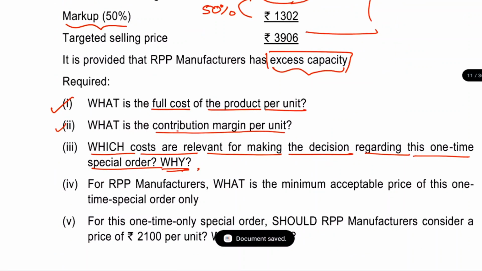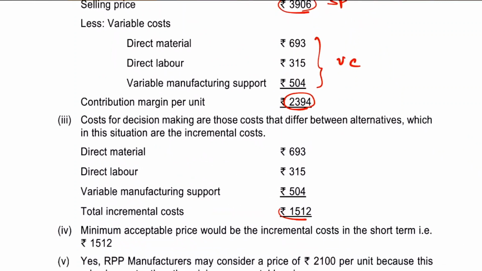So you can see this, the 1512. Costs for decision making are those costs which differ between alternatives. It means if you select the offer, you will have to incur the cost. If you do not select it, you don't have to incur the cost. So it will differ. If you select the offer, cost will increase. Otherwise it won't. That does not happen with fixed cost. Whether you are working at 80% or at 100%, your fixed cost will remain the same. So that is irrelevant. You can just write down incremental cost. Only incremental cost will be relevant for decision making.